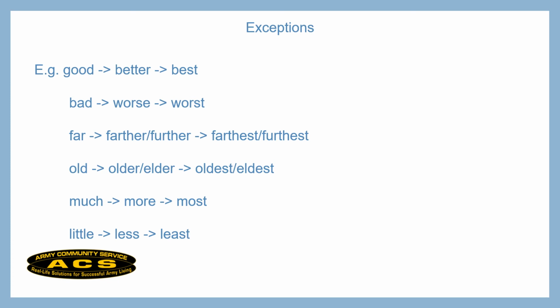But as so often, there are exceptions to the rule. So what I explained on the prior slides on how to form the comparative and superlative sometimes doesn't apply. So here are some exceptions that I listed. For example, the adjective good. The comparative would be better and the superlative would be best. The adjective bad, the comparative would be worse and the superlative would be worst.